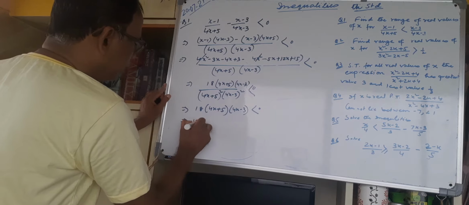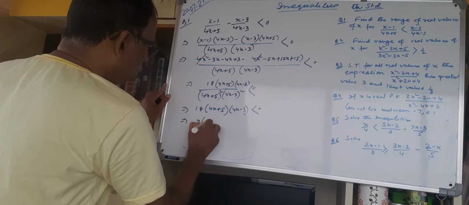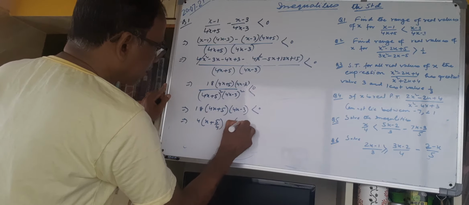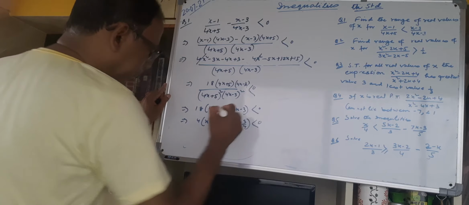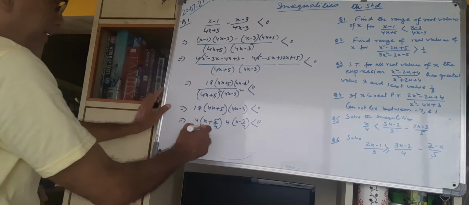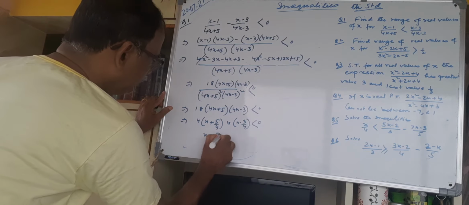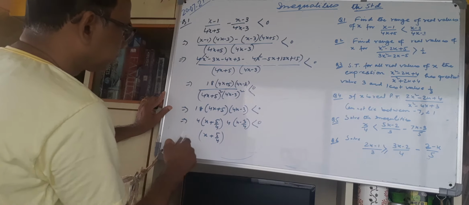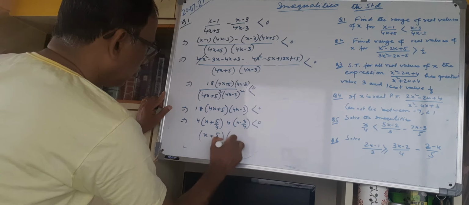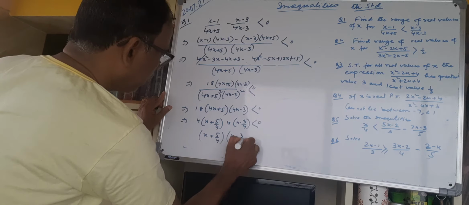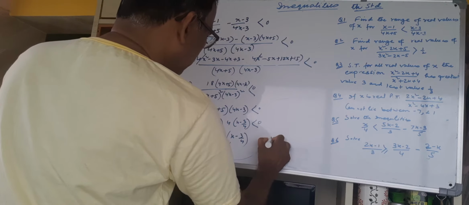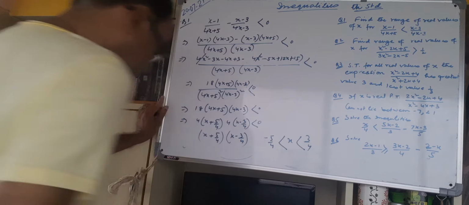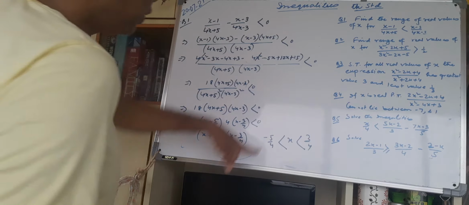That implies 4 common, (x plus 5 by 4), again 4 common, (x minus 3 by 4) less than 0. Then we can say it lies between, that is x plus 5 by 4, x minus 3 by 4. Therefore we can write minus 5 by 4 less than x less than 3 by 4. This is the range of this solution x.